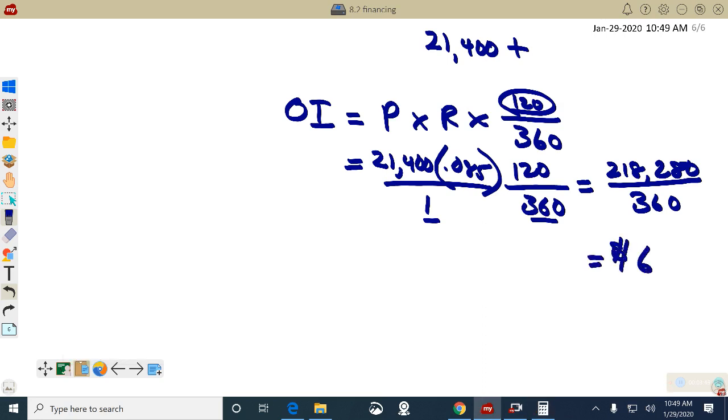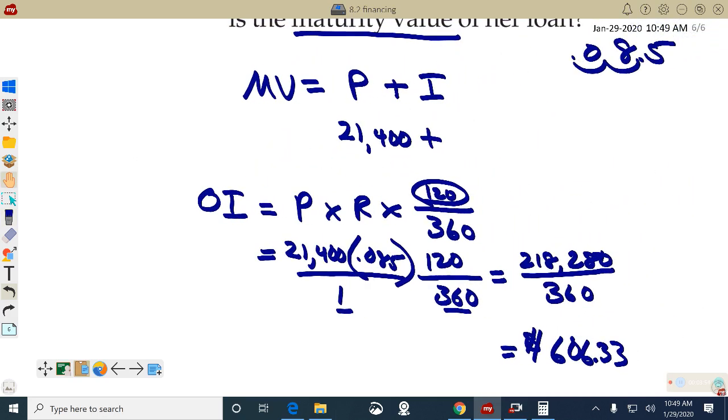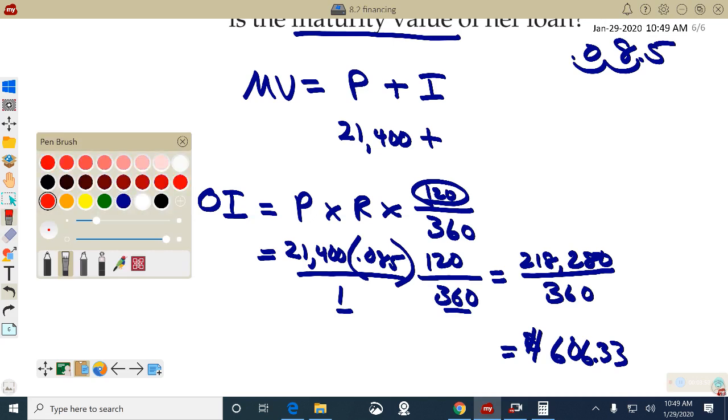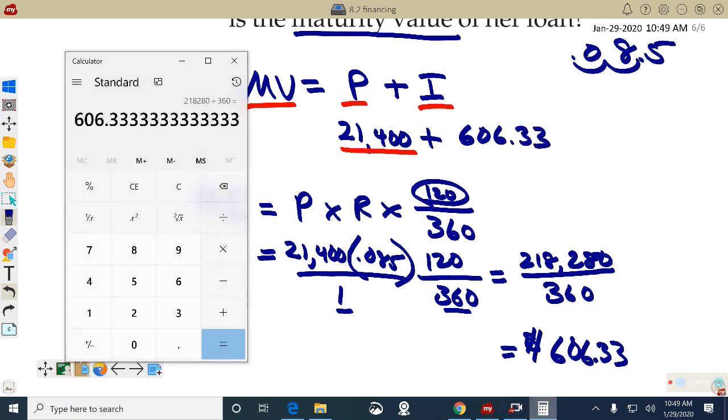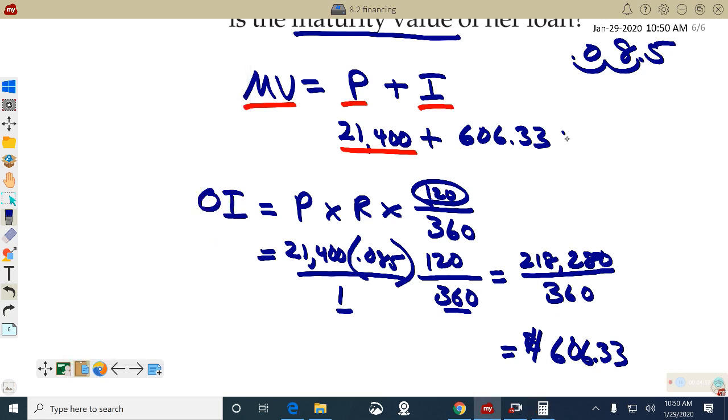So that means, we're ready to find the maturity value now, back up here. So the maturity value is equal to the principal, that's this, plus the interest. We just figured out the interest. It's $606.33. Let me add these up. So 606.33 plus 21,400. So the maturity value of the loan, this person is going to have to pay back the store where she bought this jewelry. She's going to have to pay back $22,006.33. Here's the maturity value.